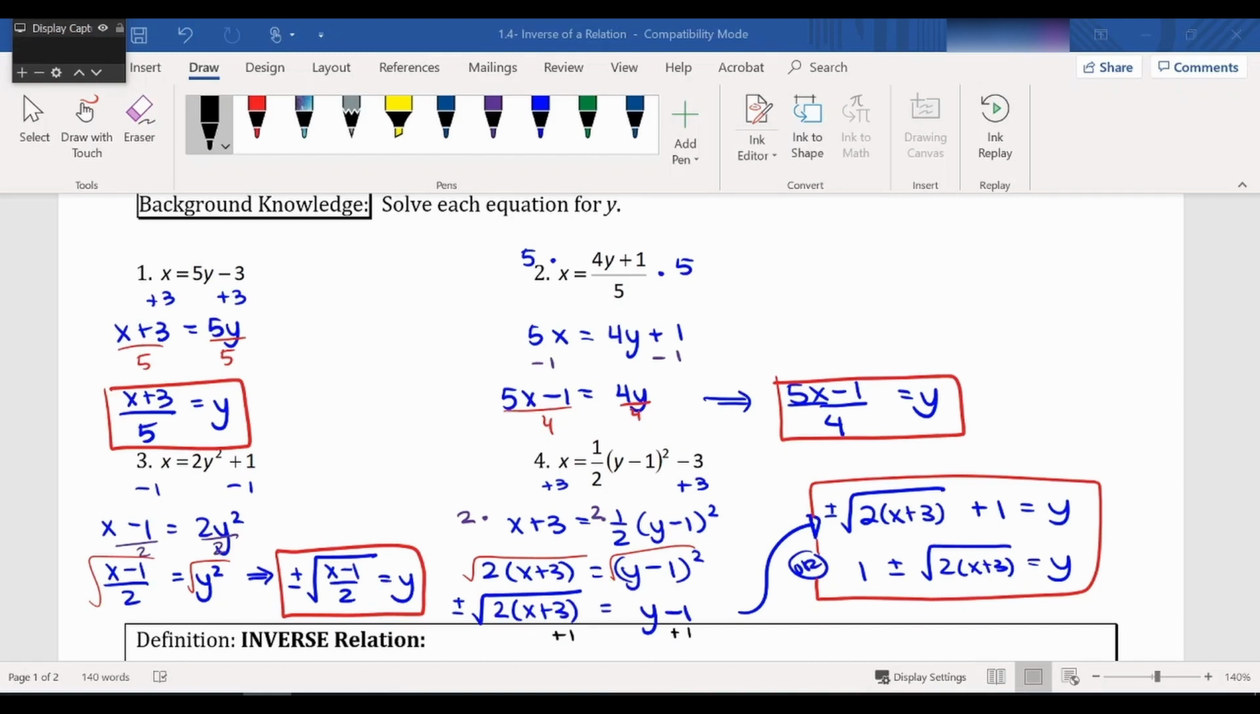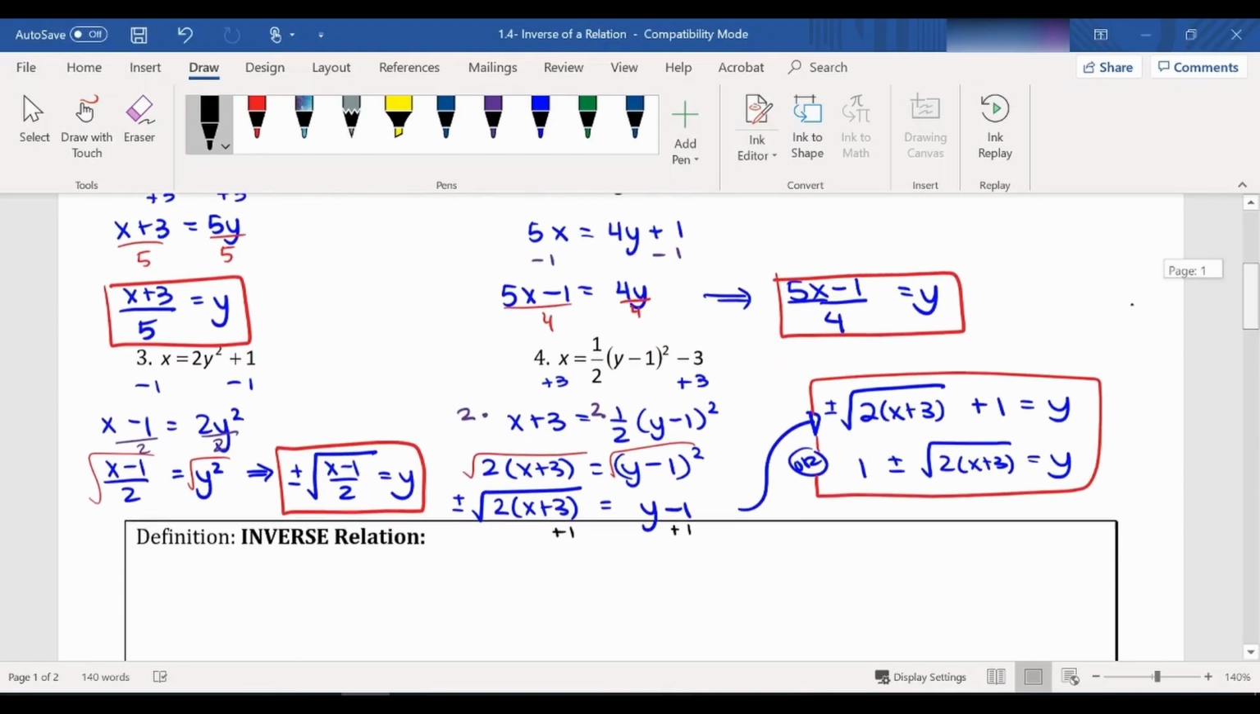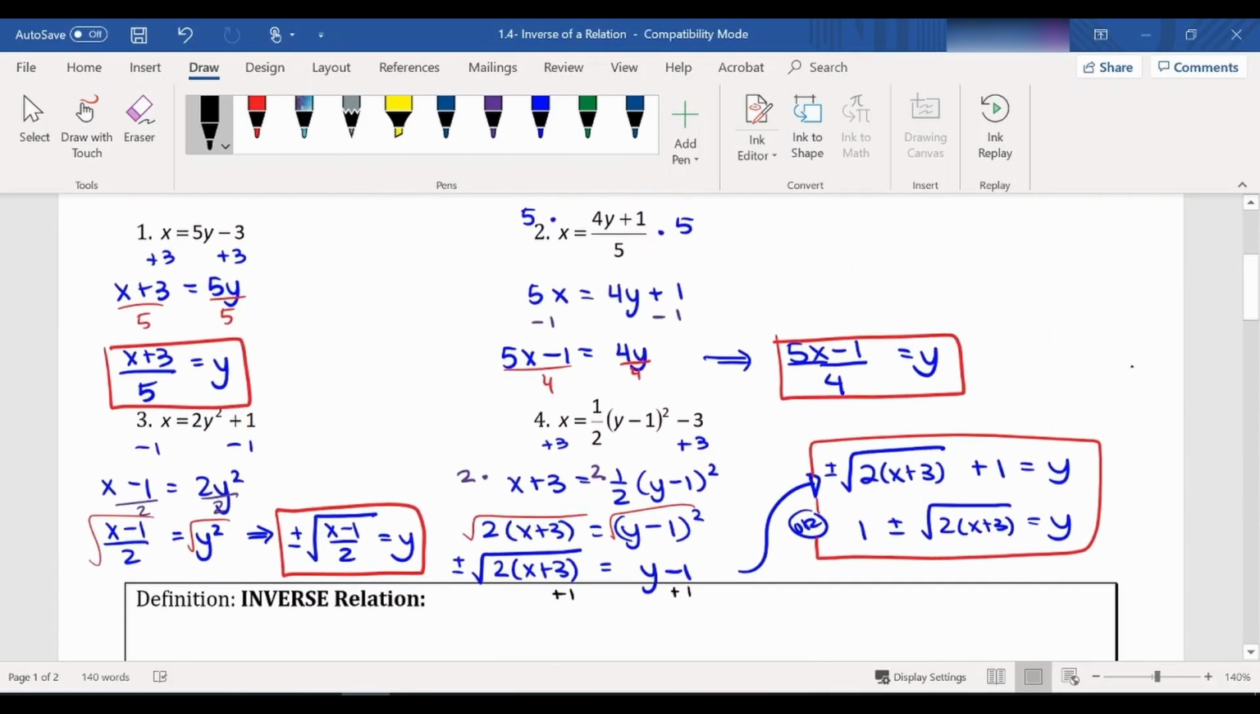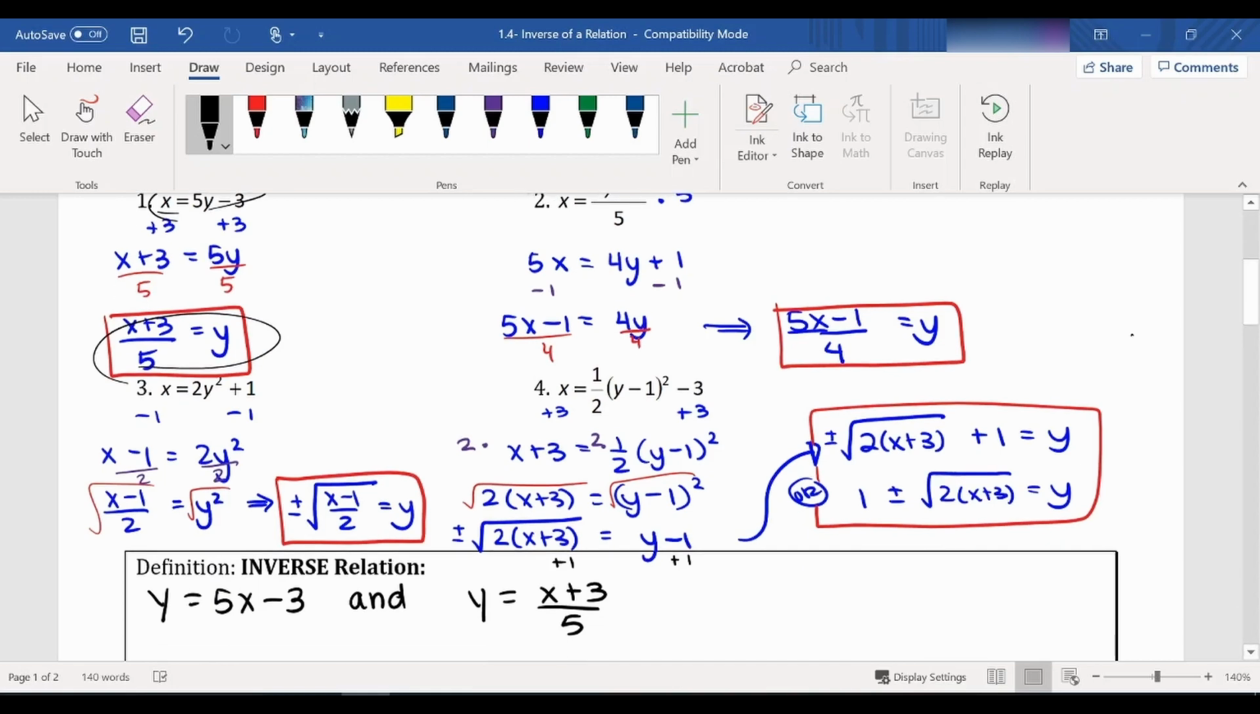So before we move on to actually graphing and solving some inverses today, definition of an inverse relation, okay? So for example, number 1, y equals 5x minus 3. If that is our original function, our inverse is y equals x plus 3 over 5. So this guy, if the first one had y equals 5x minus 3 instead of the x and the y where they are, these are inverse relations.